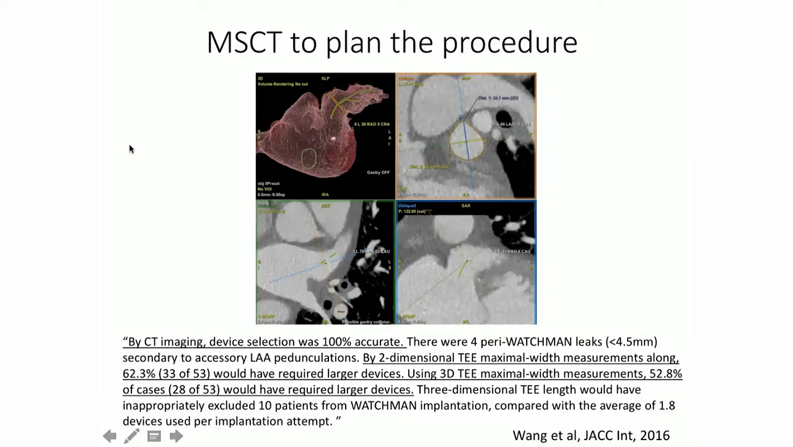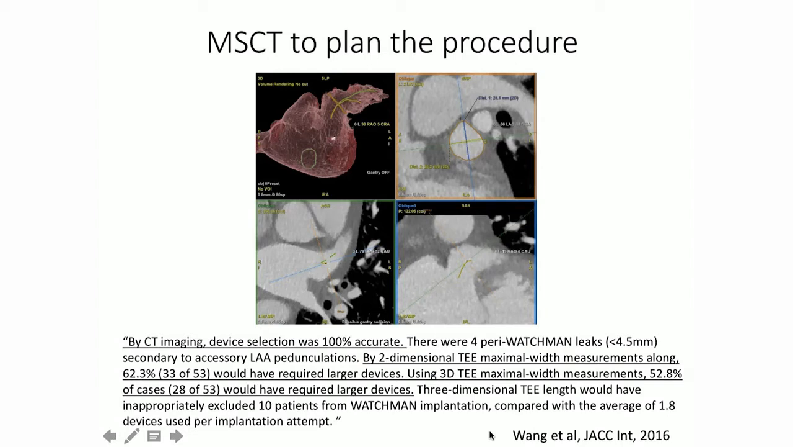So first, the use of MSCT to plan the procedure. We perform MSCT before each of our procedures, and we trace the landing zone, as you can see here, and this allows us to select the device size. And this is a study at the bottom here, published in JACC Intervention in 2016, that showed that with CT imaging, device selection was 100% accurate. In comparison, with 2D TEE, about 62% of the patients would have required larger devices, and with 3D TEE, 52% of patients would have required larger devices.